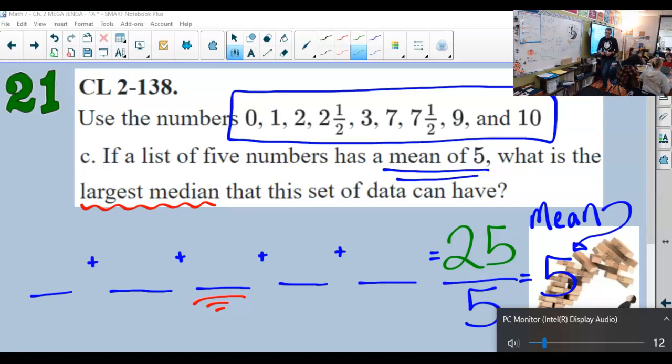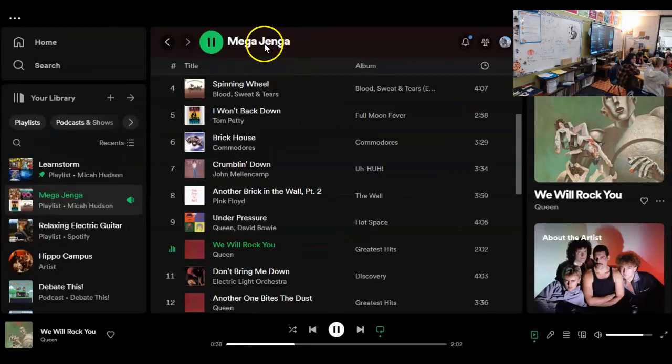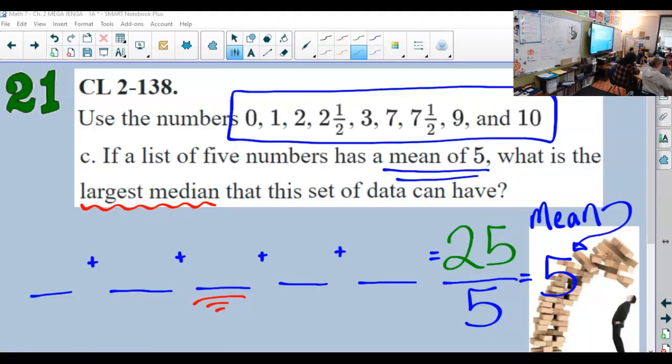This is my Mega Jenga playlist. Actually? Yes, actually. Yeah, it's literally some mega Jenga. Guys, I don't lie to you. Seriously. I would have lied about like 7, 9, 10, 3. Although that is kind of intense for us doing hard math. So we'll just turn on some Pink Floyd.